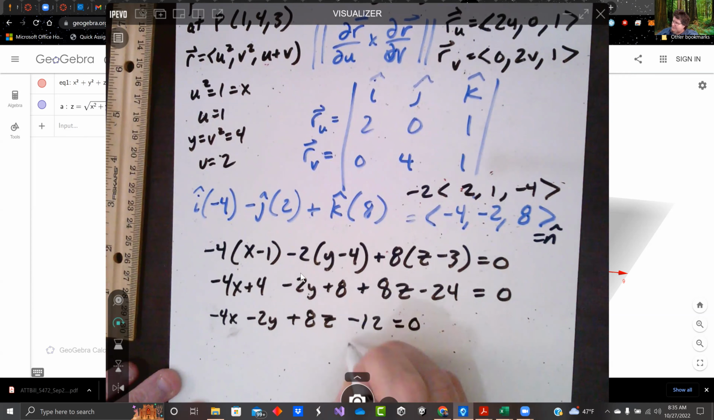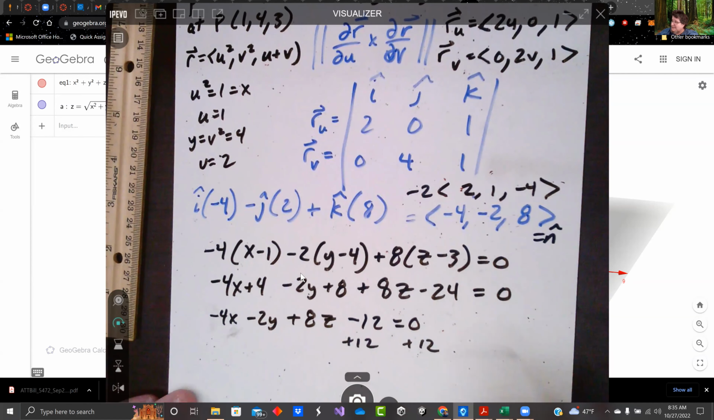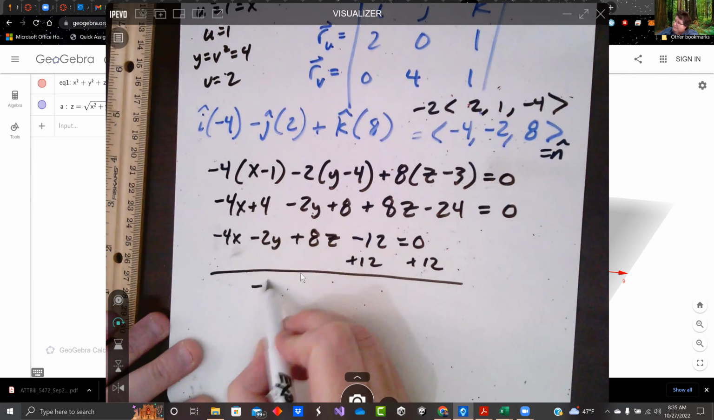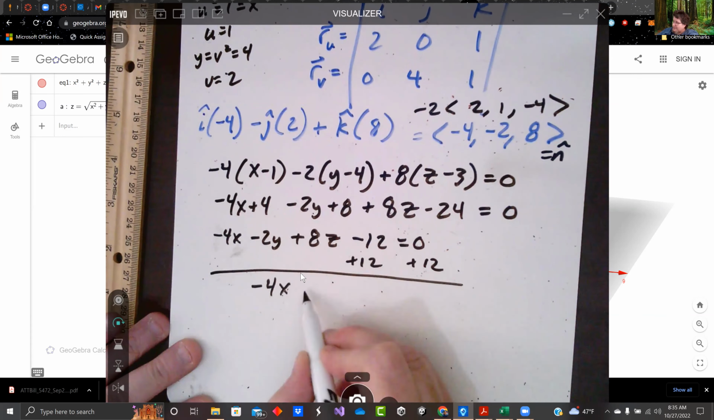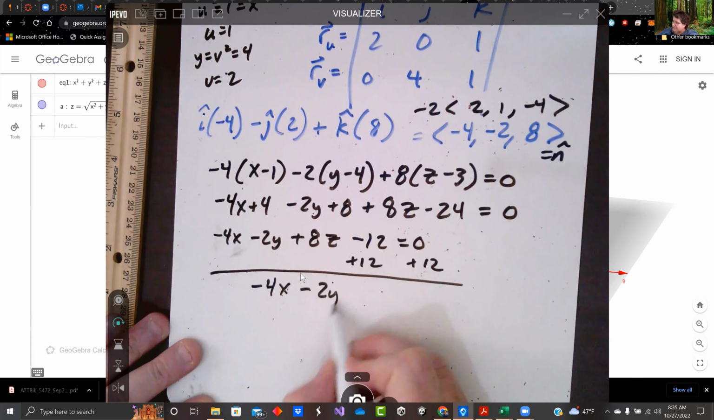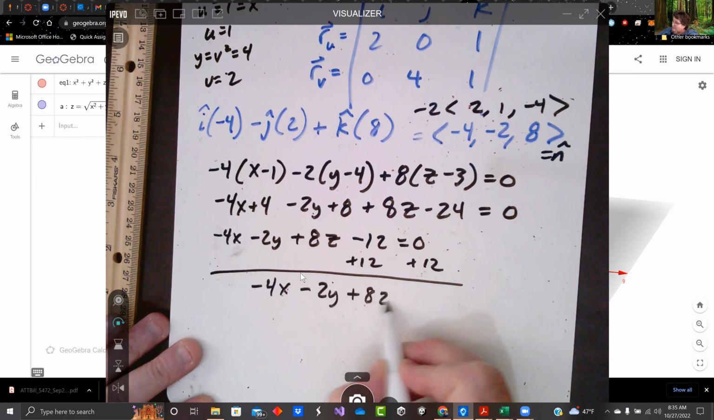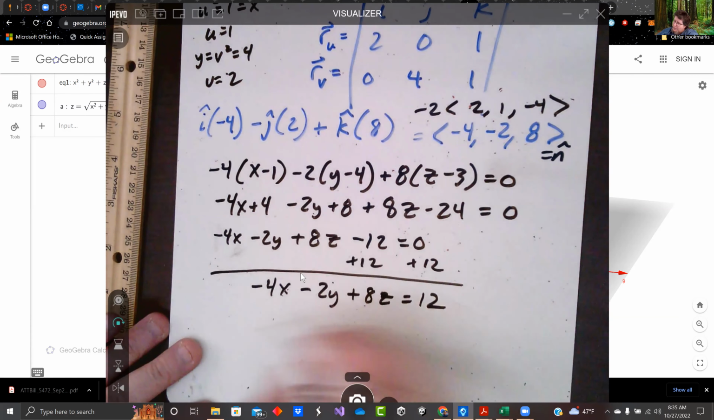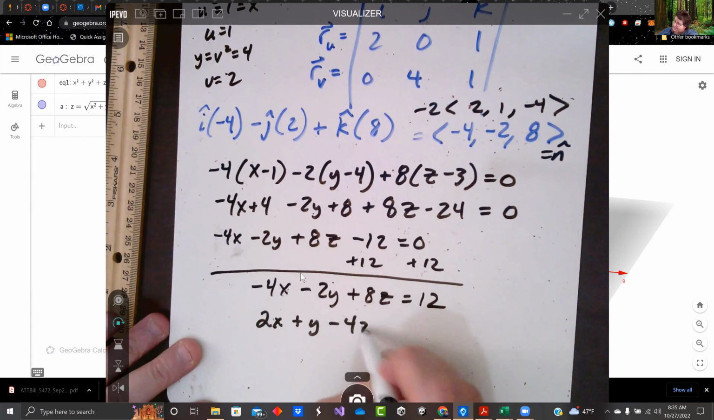When I add it to the other side, I have to add it. You can't just put negative 12 on the other side. I say this because I saw it on multiple tests: the right side being the same, like it just being moved over without a sign change. And if I divide by negative 2, I'm going to get 2x plus y minus 4z equals negative 6.